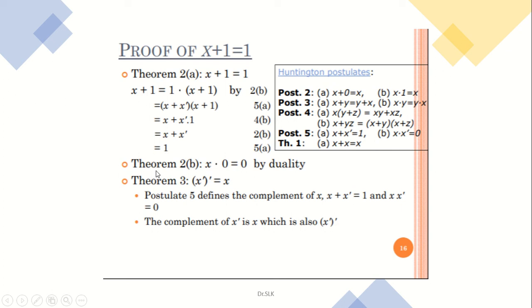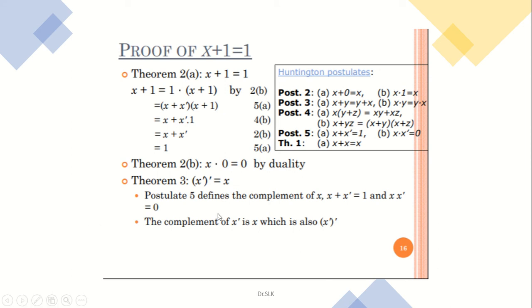In the same way, we can prove theorem 2b, which is x into 0 is equal to 0, by using duality. And another theorem is x dash the whole dash is equal to x.